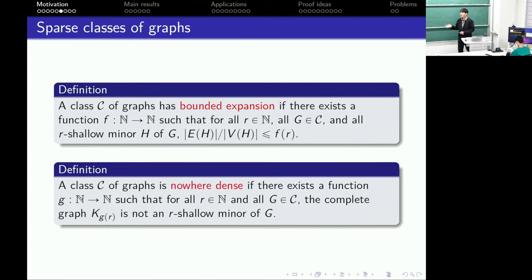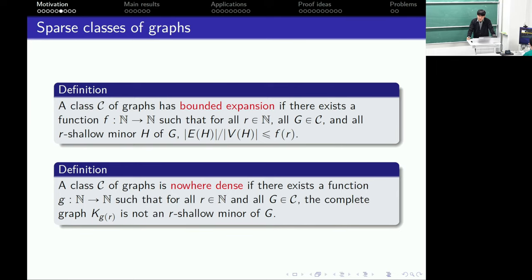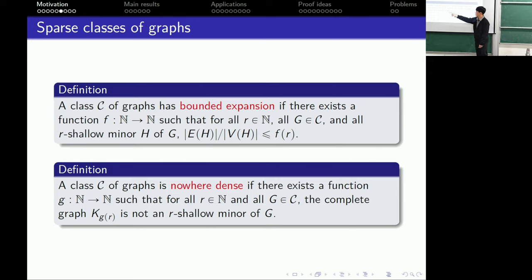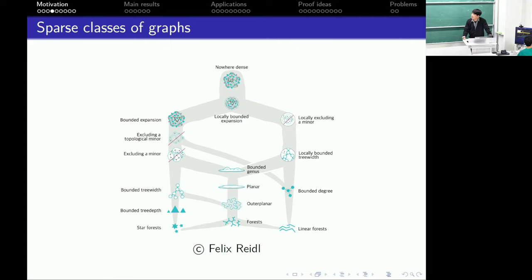A class is called bounded expansion if there exists some function f such that no matter how we choose a radius r, any r-shallow minor H of G has its edge density bounded above by f(r). And a class is called nowhere dense if there is some other function g such that no matter how we choose a radius r, it does not contain the large complete graph as an r-shallow minor. Since the complete graph achieves the maximum edge density, you can easily see that every bounded expansion graph class is a nowhere dense class. That's why the nowhere dense class is at the top of this figure.